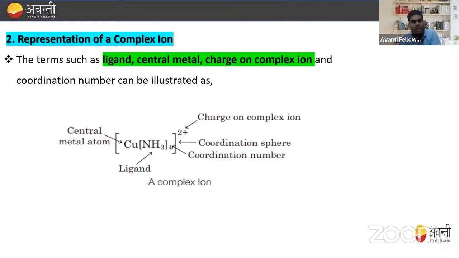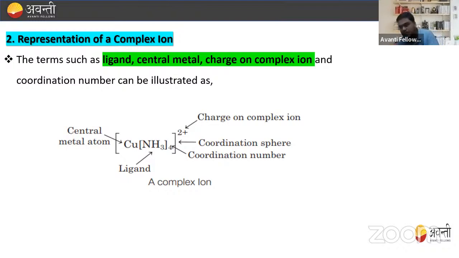Now, how will you represent a complex ion? Terms such as ligand, central metal, charge on complex ion, and coordination number can be illustrated. For any coordination complex, always remember this square bracket, which represents the coordination sphere, right? This NH3 acts as the ligand. This 4 represents the coordination number, or we say the number of ligands. This +2 represents the charge on the complex ion, and this copper represents the central metal ion, right? So you always represent it like this only.